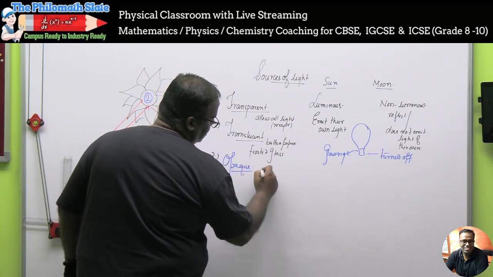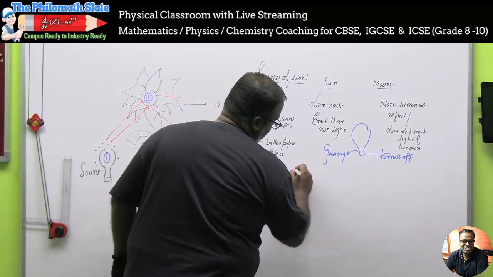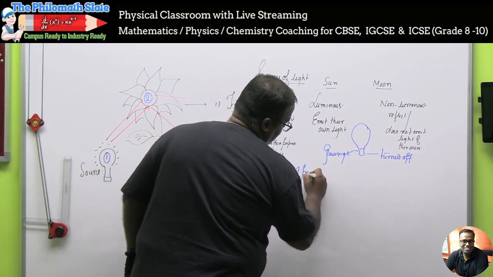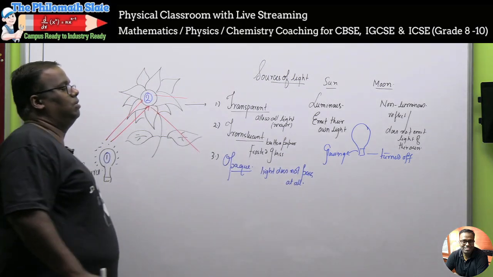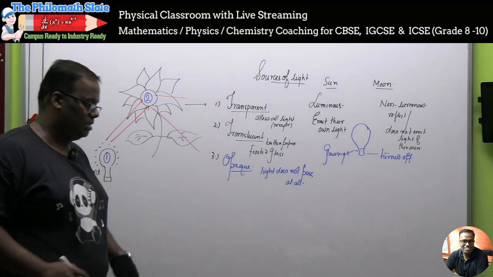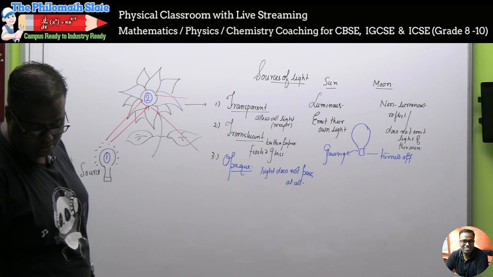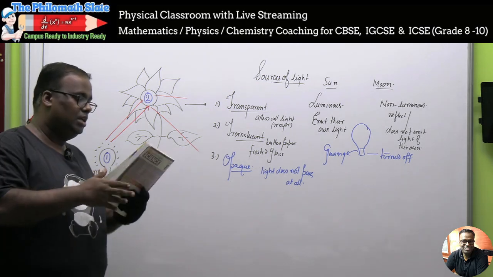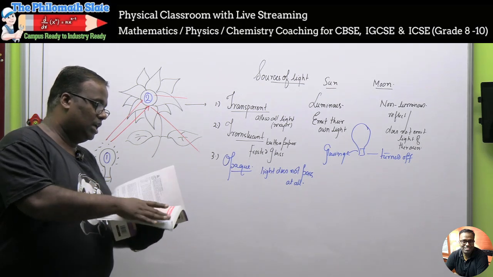Opaque means light does not pass through at all. आयरन हो गया, वुड हो गया, light does not pass through at all. ठीक है बच्चा, इतना समझ में आया? यहां तक कोई सवाल है तो पूछ लो.